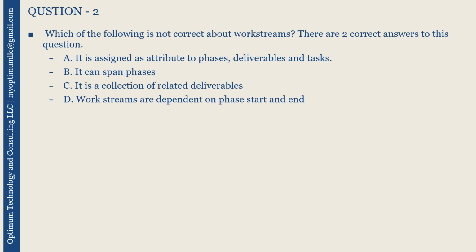Question 2. Which of the following is not correct about work streams? There are two correct answers to this question. A. It is assigned as attribute to phases, deliverables and tasks. B. It can span phases. C. It is a collection of related deliverables. D. Work streams are dependent on phase start and end.